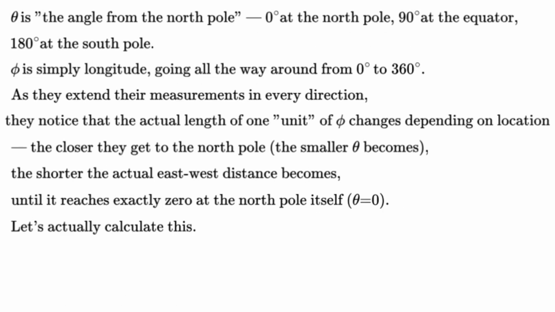θ is the angle from the North Pole, 0 degrees at the North Pole, 90 degrees at the equator, 180 degrees at the South Pole. φ is simply longitude, going all the way around from 0 degrees to 360 degrees. As they extend their measurements in every direction, they notice that the actual length of one unit of φ changes depending on location. The closer they get to the North Pole, the smaller θ becomes, the shorter the actual east-west distance becomes, until it reaches exactly 0 at the North Pole itself, θ equals 0. Let's actually calculate this.